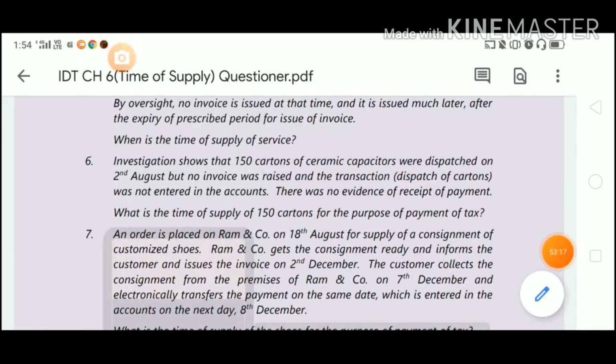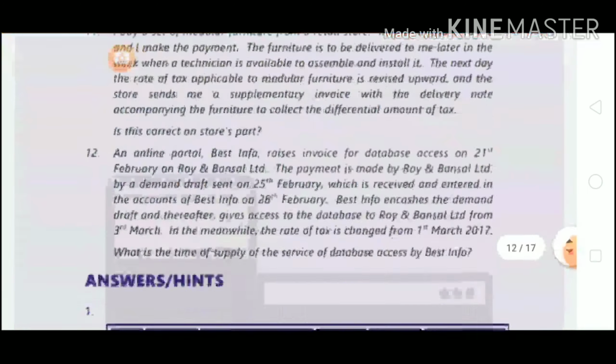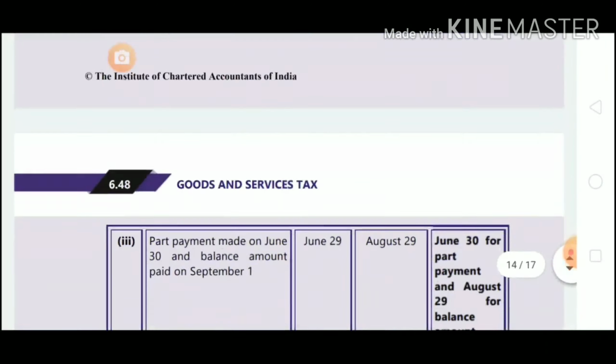Investigation shows that 150 cartons of ceramic capacitors were dispatched on 2nd August, but no invoice was raised and the transaction, dispatch of cartons, was not entered in the accounts. There was no evidence of receipt of payment. Means there is no date of payment, nothing, means no transaction was entered in the accounts, means no invoice is there, no payment date is there. It's the same as that question. Answer number 6.